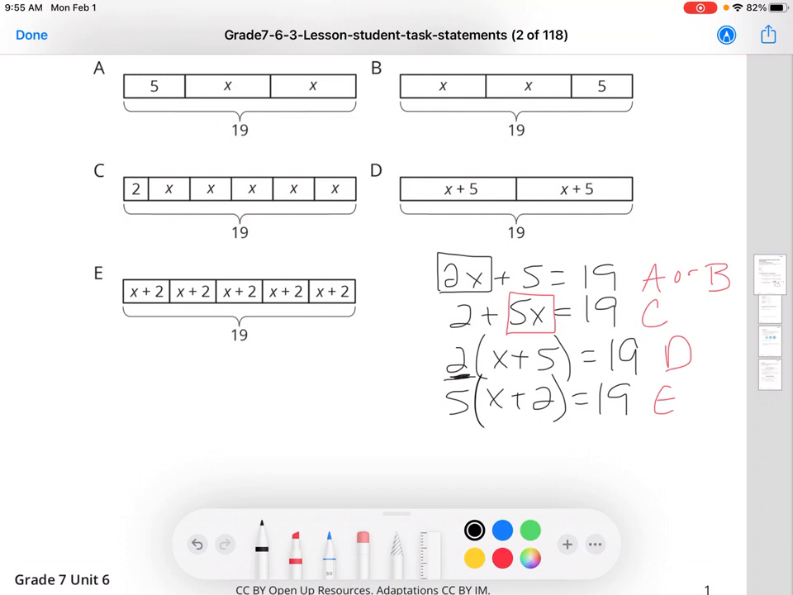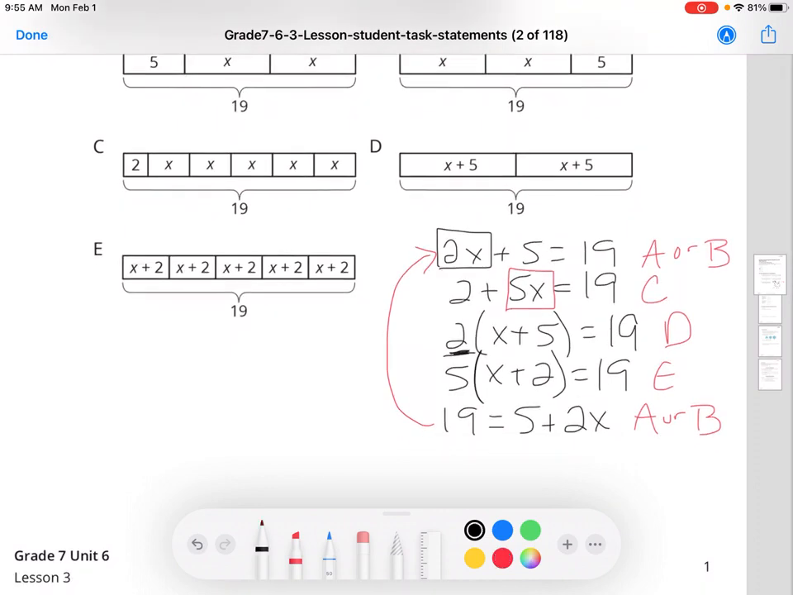Okay, next equation, 19 equals 5 plus 2 times x. Okay, so that would be A or B again. Because if you notice, this equation is the same thing as this one, except they use the commutative property. So the 5 and the 2x switched places. And it's still equivalent because if we have 1 plus 3, that would be the same thing as 3 plus 1. So the order can switch there.